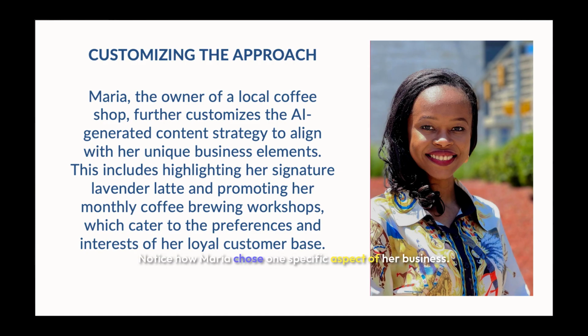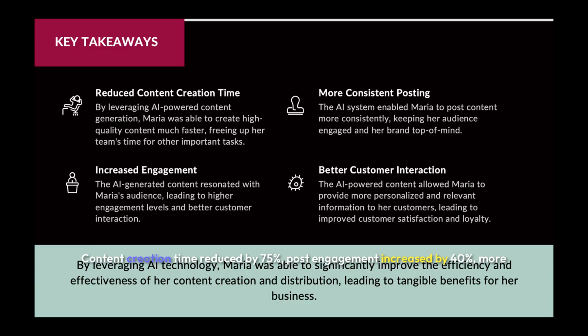The key is starting small but thinking strategically. Notice how Maria chose one specific aspect of her business. She started with a single platform, she tested content before posting, and she measured engagement results. Here's what happened after 1 week. Content creation time reduced by 75%. Post engagement increased by 40%. More consistent posting schedule, and better customer interaction.